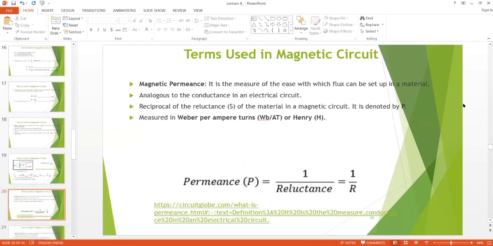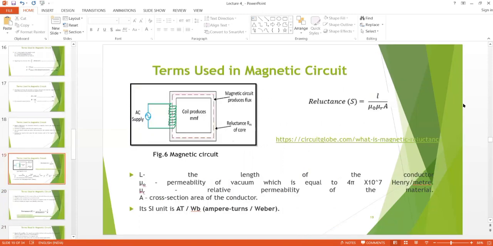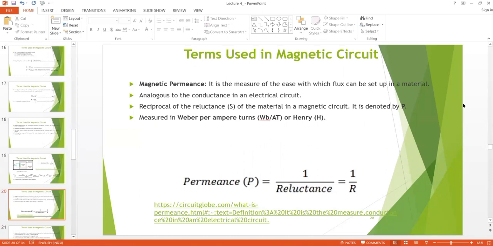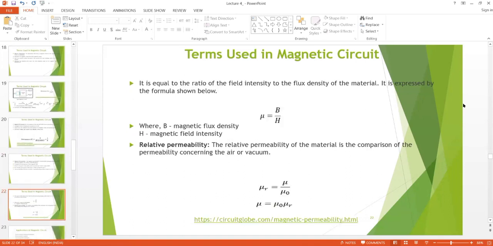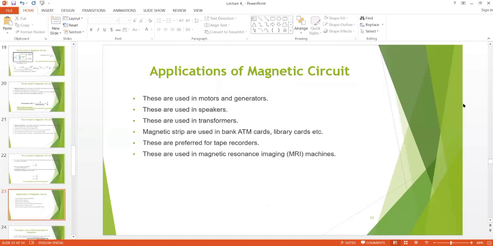Permeance is basically the ease with which the flux can be set up. It is analogous to conductance in an electrical circuit, whereas reluctance was analogous to resistance. Magnetic permeability is basically, you can see we have two mediums, and the flux has to flow from one end to another end. So we go with the particular magnetic permeability, that is mu is equal to B upon H. Mu is equal to mu naught mu R, where mu R is the relative permeability, mu is the permeability in a medium, and mu naught is the absolute permeability.